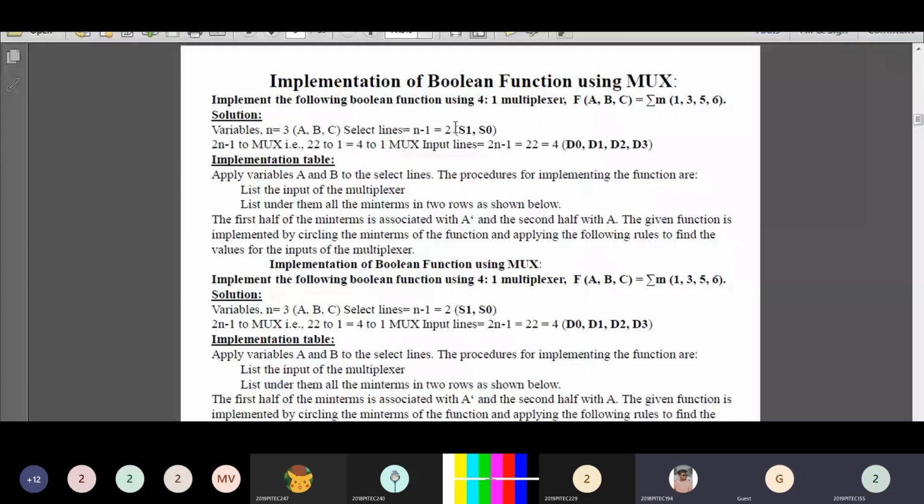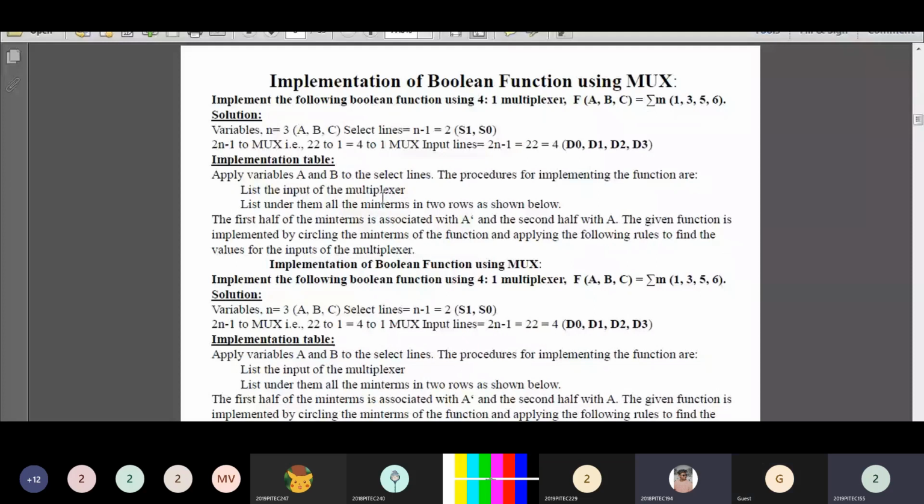Next, you have to find out which type of multiplexer you need to implement the given function. That is 2 power n minus 1. Here n is 3, so 2 power 3 minus 1, you'll be getting 2 power 2, which is nothing but 4. So you need a 4 cross 1 multiplexer to implement the given Boolean function. Your selection inputs will be 2 and you need a 4 cross 1 multiplexer to implement the Boolean expression.